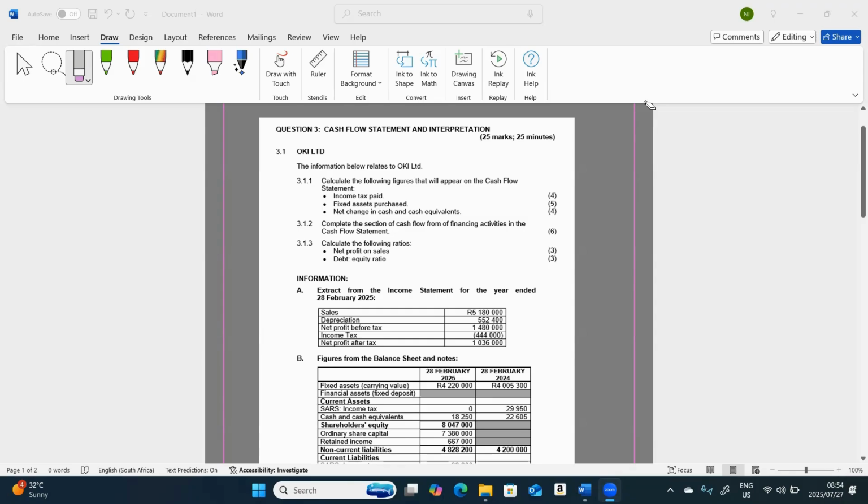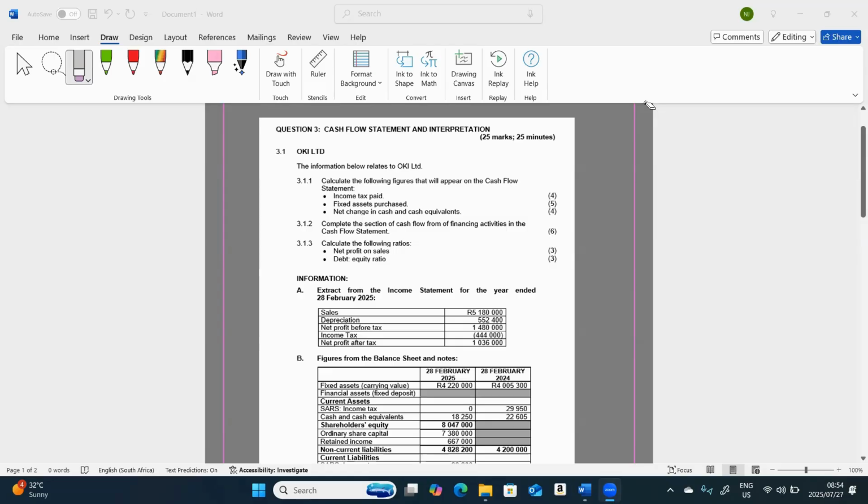So this question was specifically about the cash flow statement and the interpretations thereof. This question was 25 marks and the learners had 25 minutes to complete it. Okay, so let's have a look at the information and the questions. The name of the company is Oki Limited. Now, Limited we know refers to a public company. The information below relates to Oki Limited.